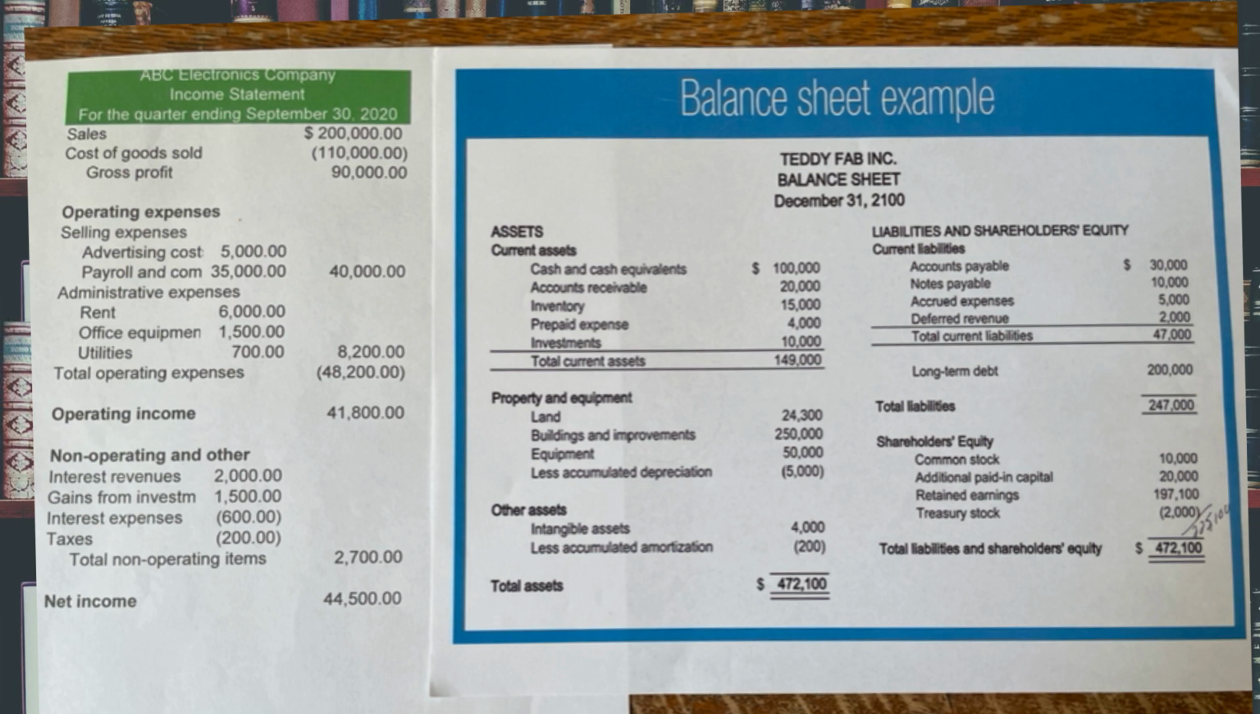And like I said, the average assets again would be what you have at the beginning of the period plus what you have at the end of the period divided by 2. In this instance, your revenue would be 200,000 divided by your total assets, which we're just going to use, 472,100, and that would equal 0.42 or 42%.